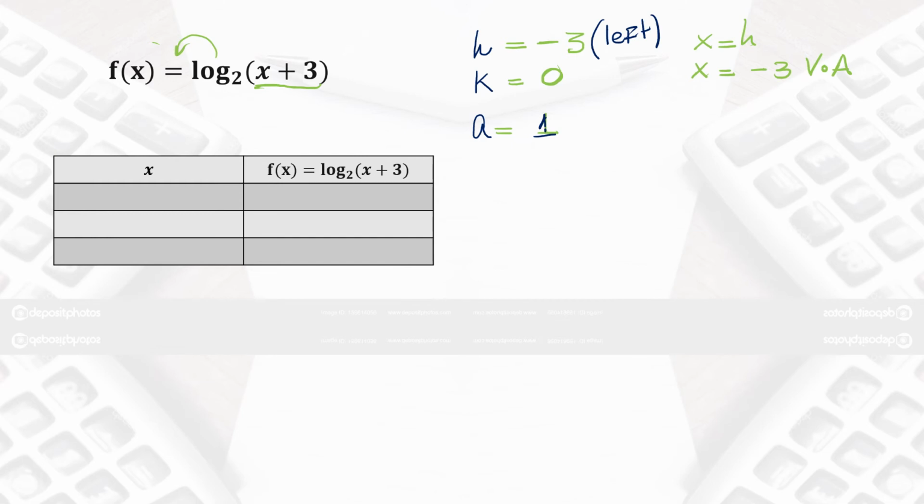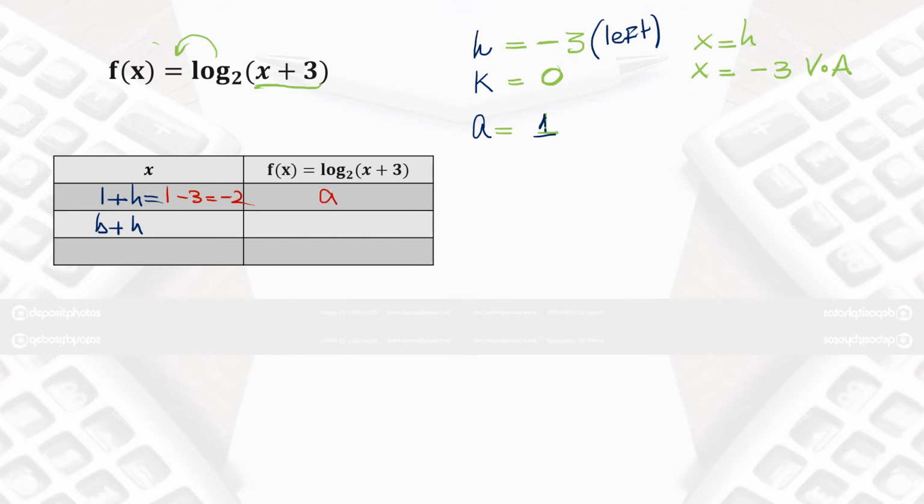Now here, what do we write? We know our vertical asymptote is at negative 3. We always take 2 points: one is 1 plus h and one is b plus h. 1 plus h means 1, h is negative 3, so the answer is negative 2. When you have 1 plus h, the answer is K.